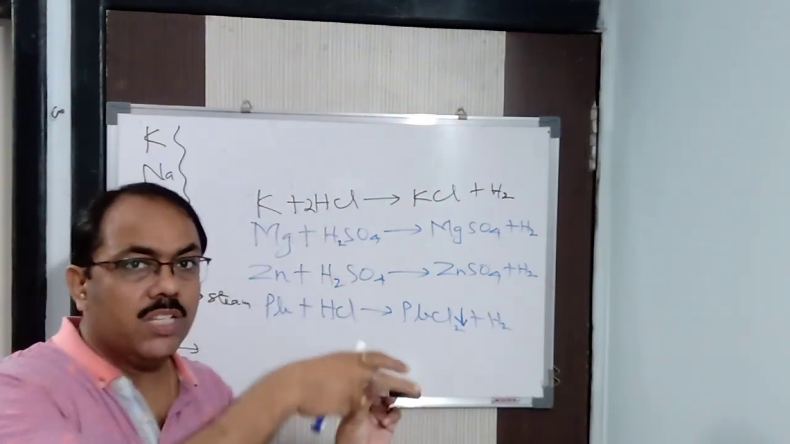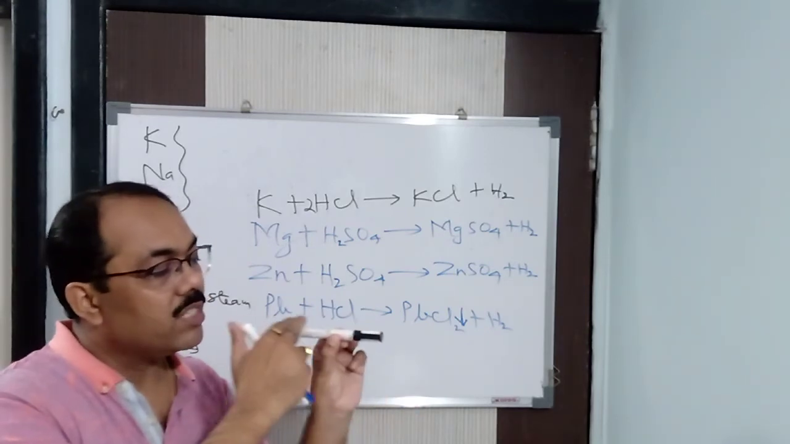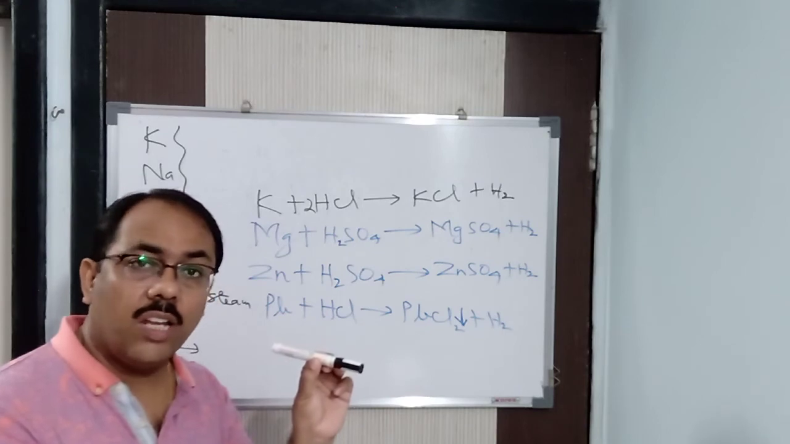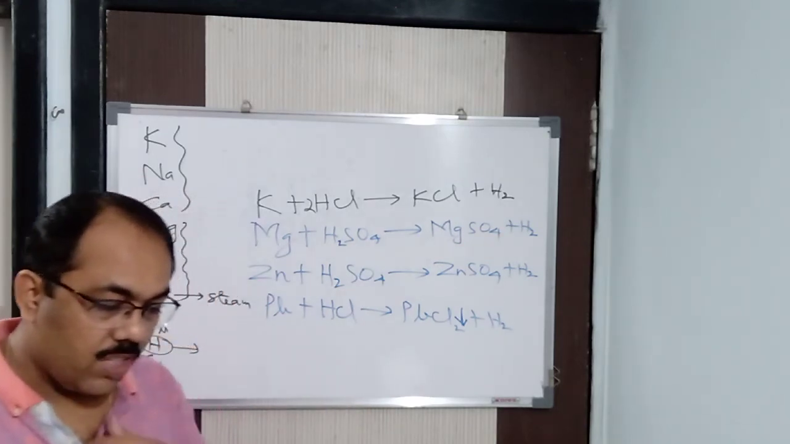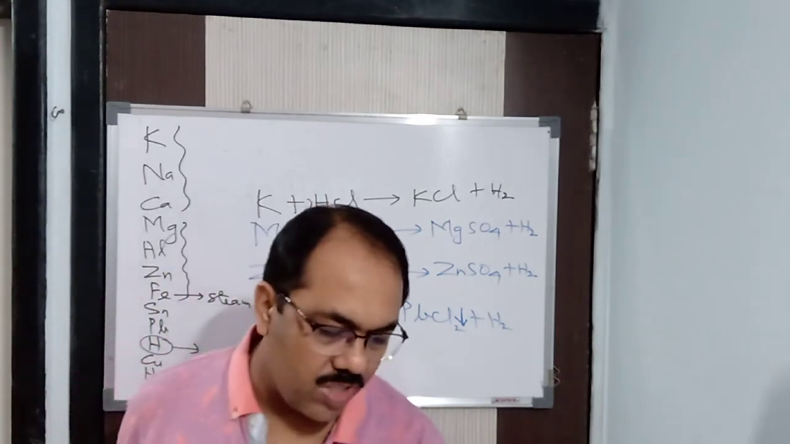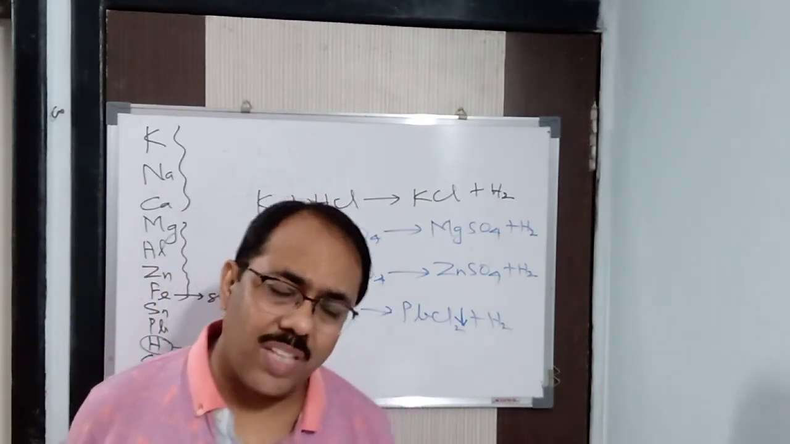Insoluble PbCl2 and PbSO4 is going to form, which is going to settle over the surface of the lead, and hence the reaction stops further. The reaction does not take place further. So lead cannot be used for that particular purpose to prepare the hydrogen gas. Lead cannot be used.